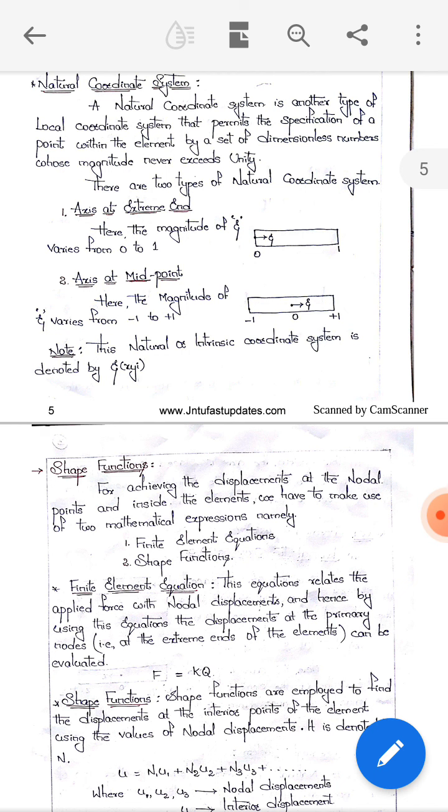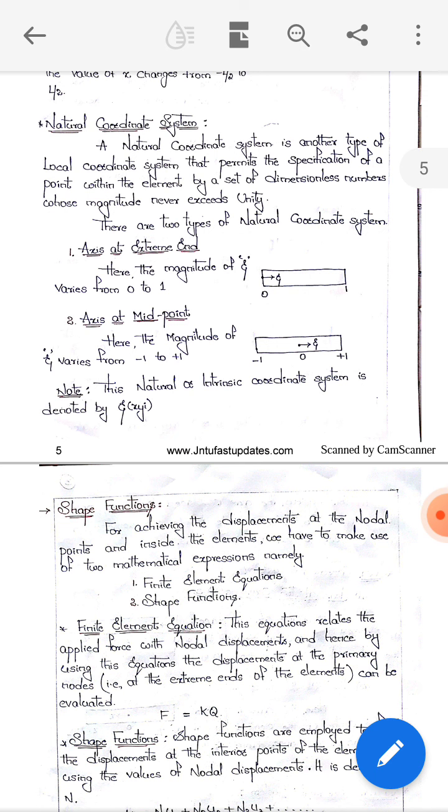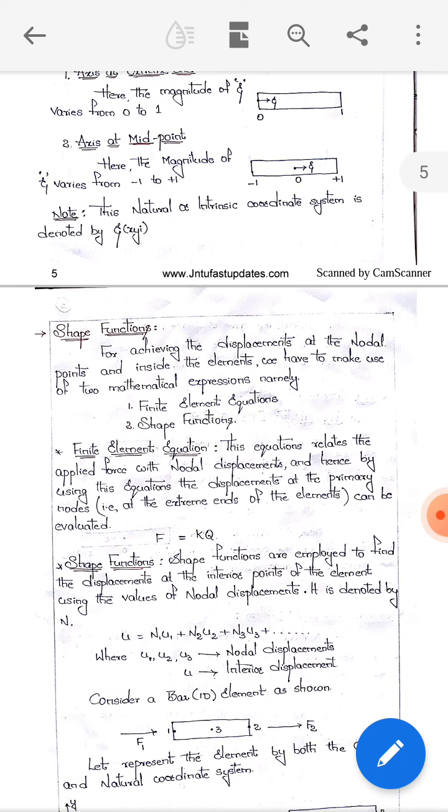Previously I have taken x, distances in terms of length. Now I am going for magnitude, so I take the symbol zeta, a Greek symbol. Now if the axis is located on the element towards one end, zeta is 0 and 1. If the natural coordinate zeta is exactly at the center, the extreme boundary conditions are -1 and +1. This is also a local coordinate system, but the magnitude we are taking is 1. So every part will be +1 and -1.